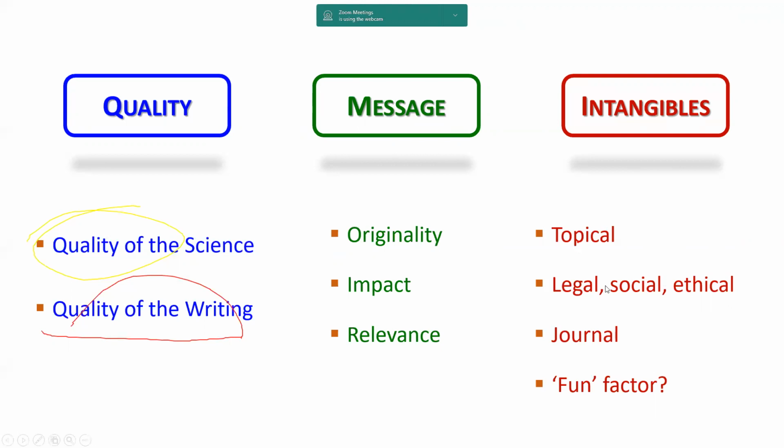We also have to consider the legal, social, and ethical impact of publishing this particular paper. We don't want to publish a paper that will cause the journal any kind of legal issues or will upset social and ethical problems, whether it will actually affect society. For example, all the papers on vaccines and autism. We need to consider whether this paper is relevant in the journal, and also a little bit of a fun factor. Now, I'll show you some examples in just a second. So when we assess these things, these are the things that the reviewers and the editors think about.